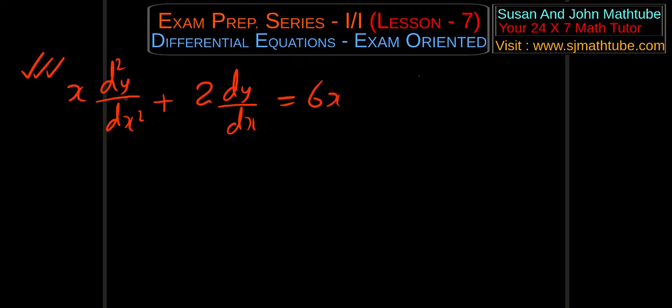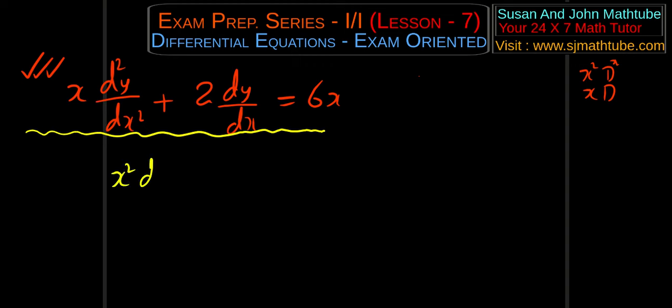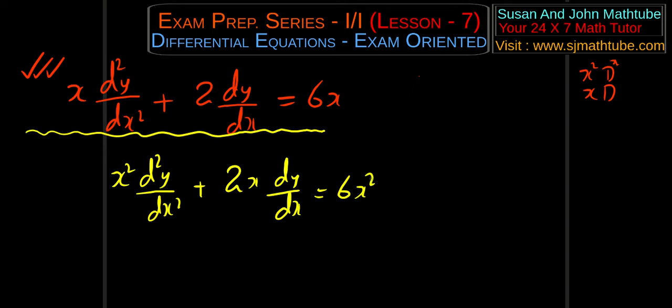It looks like homogeneous, but it is not exactly homogeneous. You may feel that this is Cauchy-Euler equation. The problem is, I told you, x should be with D and x² should be with D² and x³ should be with D³ and so on. But along with D², I can see only x. So don't forget, the method is so easy. You multiply throughout by x. So you get x² d²y/dx² + 2x dy/dx = 6x². That's it.